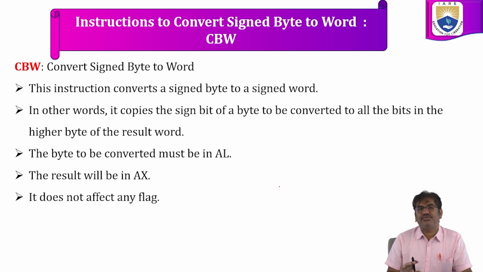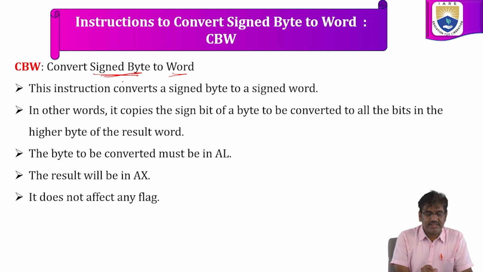The next instructions are for conversion of the data: CBW and CWD. All these conversion instructions are zero operand instructions, with an implicit operand. The CBW instruction is used for converting a signed byte to a word. Whatever the signed byte is, we have to load it into the AL register. The word after conversion we can see in the AX register. This instruction converts a signed byte to a signed word.